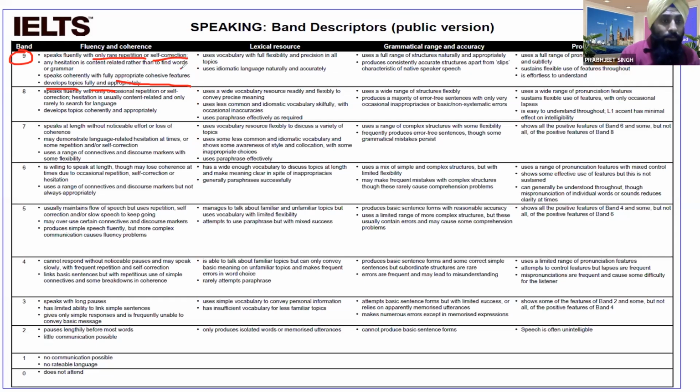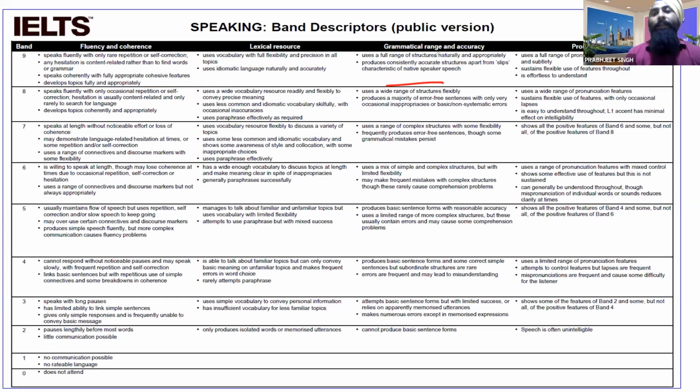You are also supposed to use cohesive devices like moreover, however, on the one hand, on the other hand, not only, but also, firstly, secondly, in conclusion. Why use cohesive devices? In order to sound coherent like native speakers, because native speakers, whenever they speak or write, use cohesive devices as well. Then lexical resource, which means vocabulary. You must have full flexibility and control over the topic as well as the vocabulary you use. On top of that, using idioms is a must to get band 9 for lexical resource.